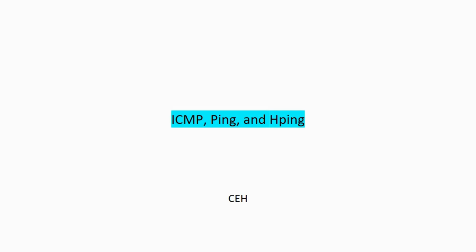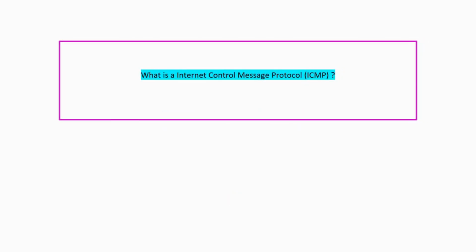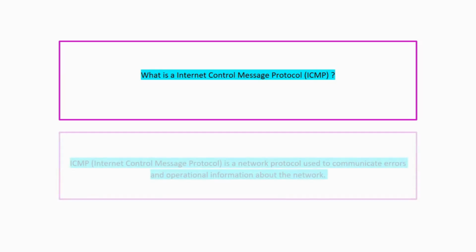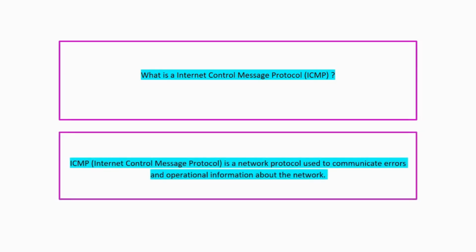In this lecture, we will discuss ICMP, Ping and HPing tools. So, you need to understand what is the Internet Control Message Protocol, that is ICMP. The objective of ICMP is to communicate errors and operational information about the network. So it is a network protocol used to communicate errors and operational information.